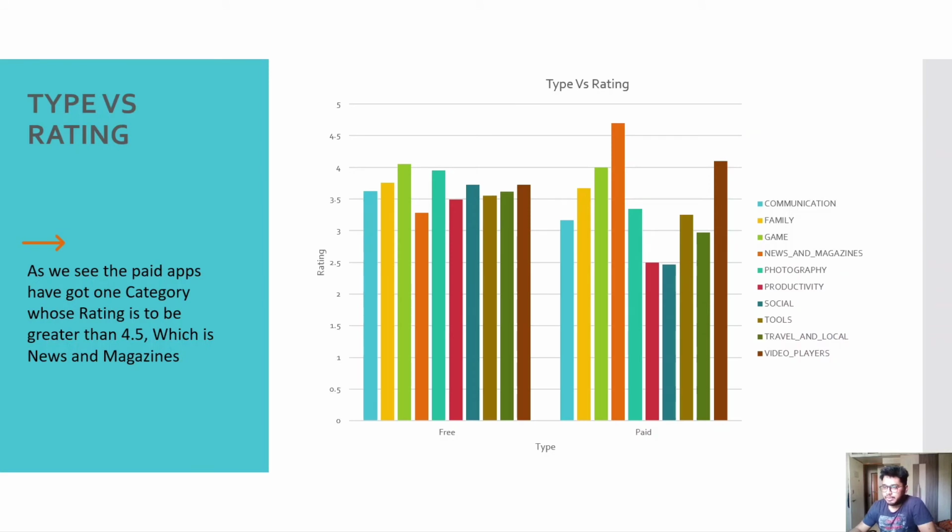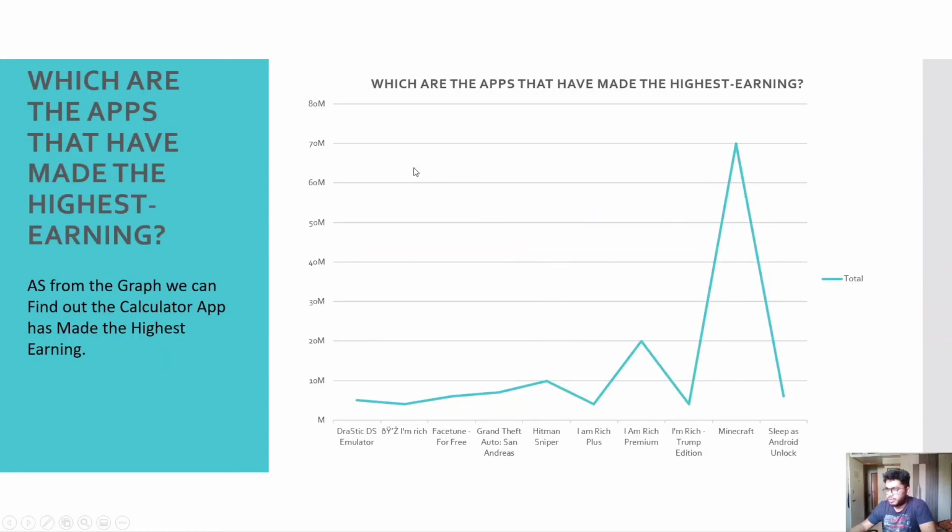Type versus rating. Type means whether it's free or paid. In both categories, as we see, this orange column refers to news and magazines. The rating of news and magazines was more than 4.5. Then we go to paid categories, where the second is video players. In the free category, games are used more, and this category has a rating of more than 4.